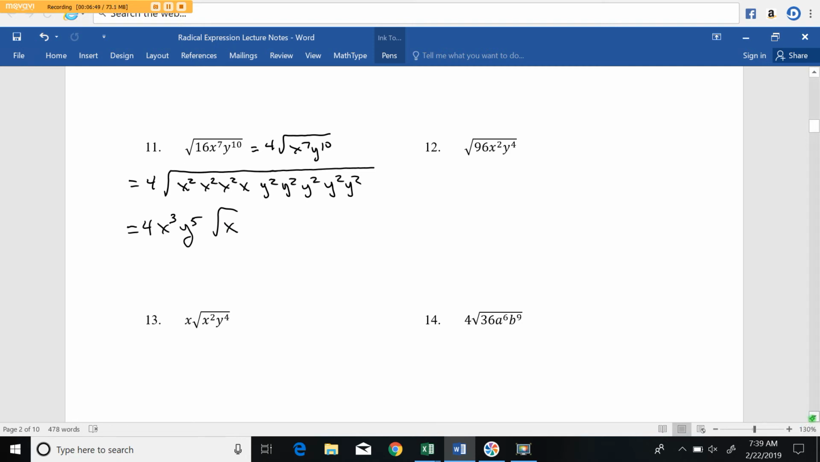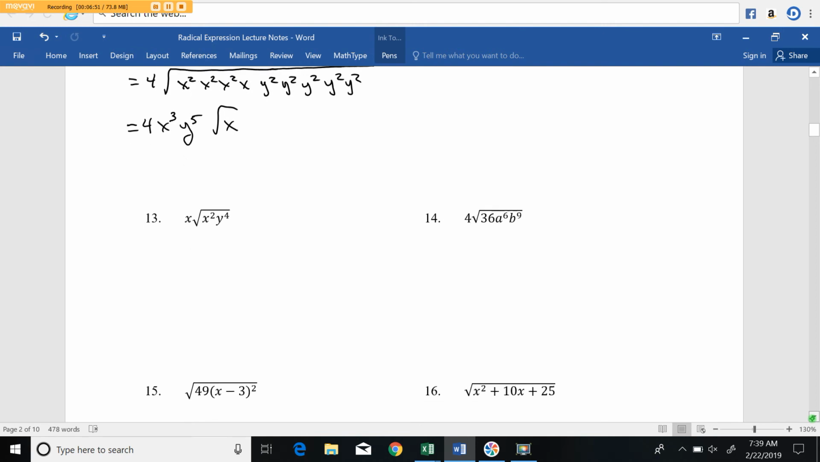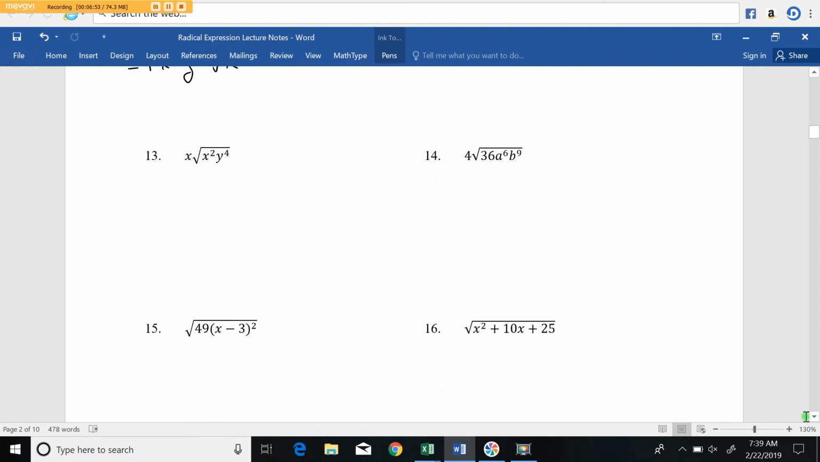All right, moving on here. Let's take a look at this one. All right, this one has an x in front of it, and just leave it alone. There's really nothing to do with that. And the square root of x squared is x, and the square root of y to the 4th is y squared. So this ends up equaling just x squared, y squared.